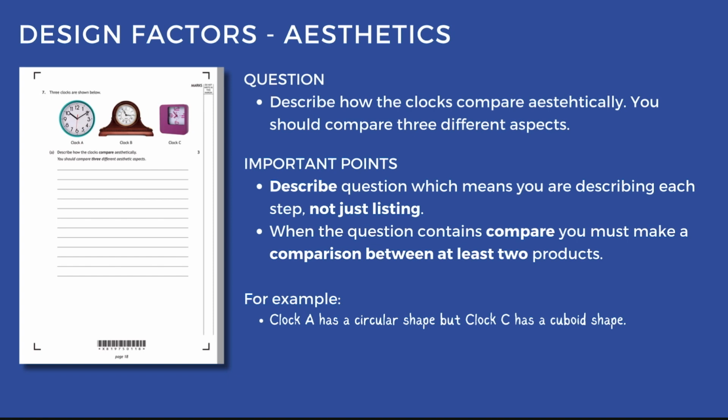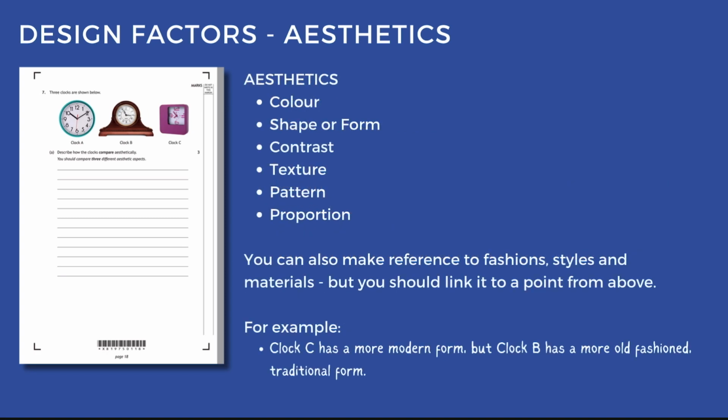Compare questions only really appear when it's aesthetics. So when it's an aesthetics question, there are different aspects that you can focus on: colour, shape or form, contrast, texture, pattern and proportion. You can also make reference to things like fashion and style and materials, but you do need to be careful that you link it to one of the points above. So for example, clock C has a more modern form, but clock B has a more old-fashioned traditional form. If you say things like clock B is old-fashioned, it can be harder for the marker to award you the marks.